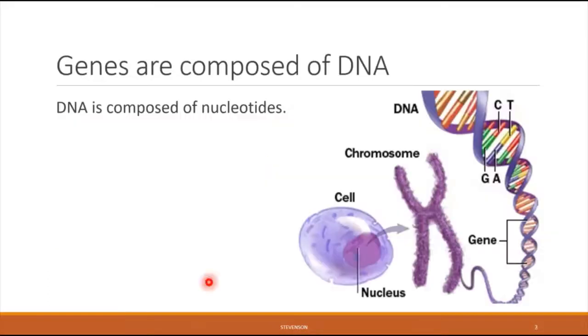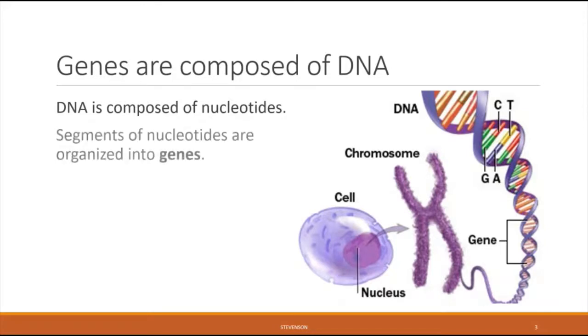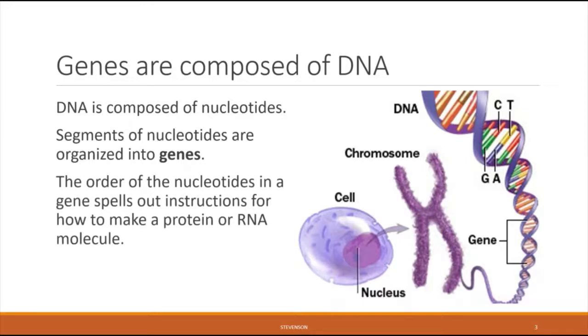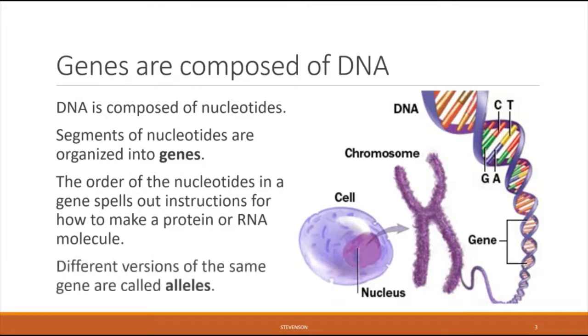And we'll start it off by reviewing just a few of the basics that we should already know, but just in case, we're going to go over them again. Genes are, of course, composed of DNA, which is a type of nucleic acid, and nucleic acids are made of smaller building blocks called nucleotides. Segments of nucleotides are organized into genes, and the order of the letters in the gene, the A's, T's, G's, and C's, spells out the instructions for how the cell should make specifically a protein or RNA molecule. Different versions of the same gene can have different sequences of letters, and these are referred to as alleles, different versions of the same gene.